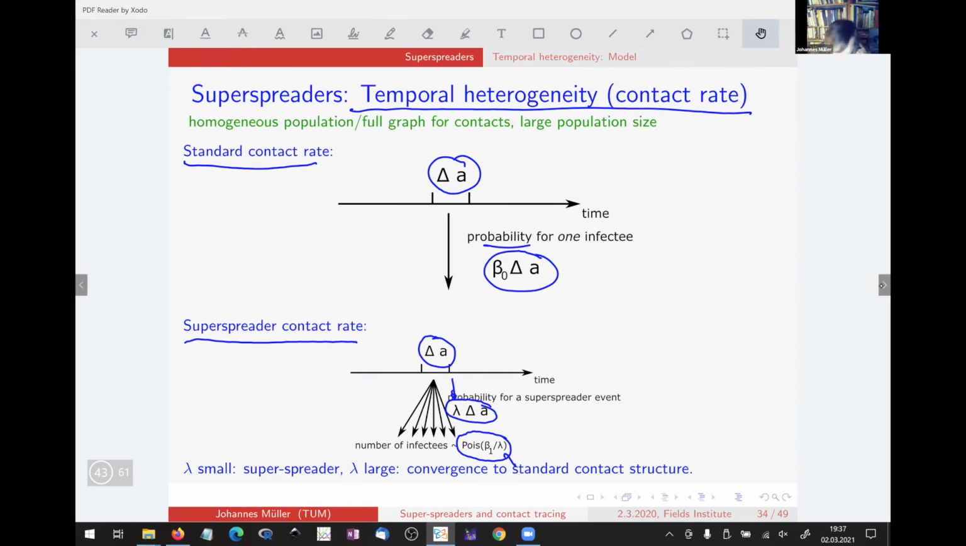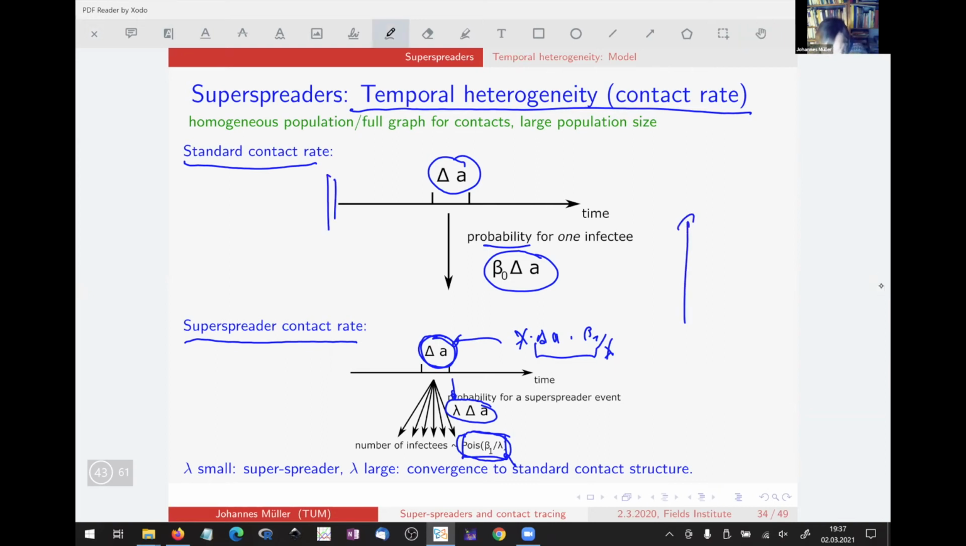So basically in one single time span delta A, what's the expected number of infectees? That's the probability for a super spreader event times the expected number of infectees, which is beta 1 over lambda. And you see the lambda just cancels out. So in each time interval delta A, we would have delta A times beta 1 secondary cases as the expectation, but the variance is of course higher than in the standard contact rate.